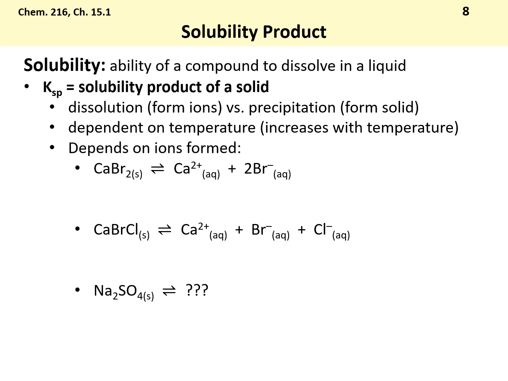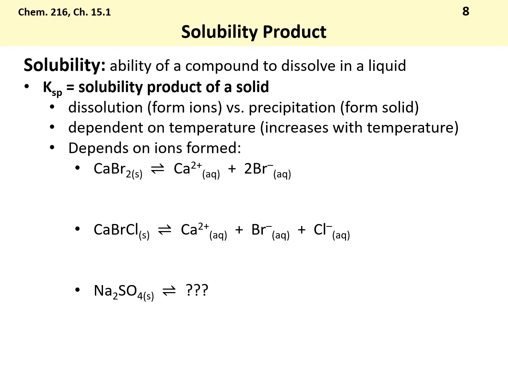Now, Ksp, a few other things: it's dependent on the temperature. So as temperature increases, the K value increases. We know this because if I make hot chocolate, that powder stuff, and I put it in cold water, it's not going to dissolve. But if I put it in hot water, it'll dissolve, right? That means its Ksp is increasing. It's forming more ions, all right?